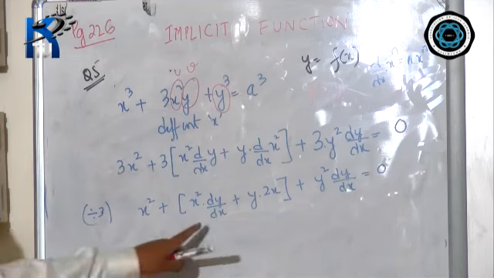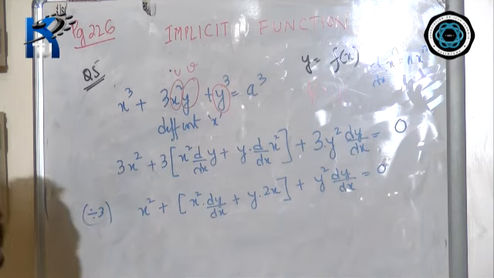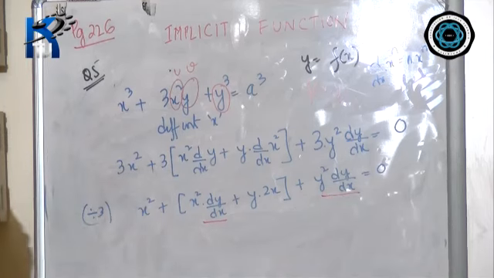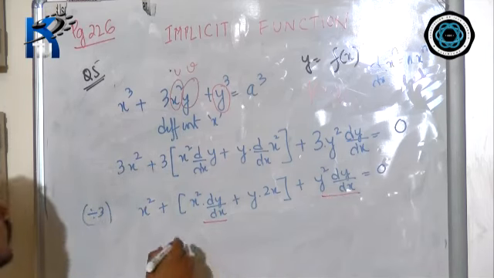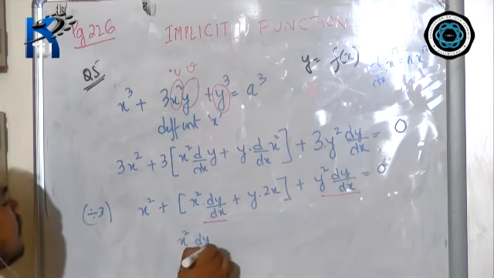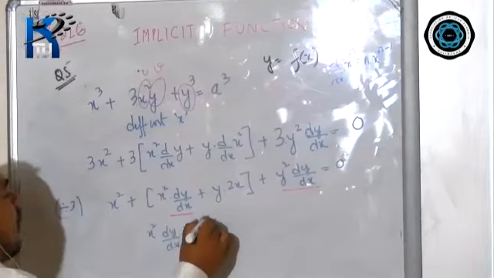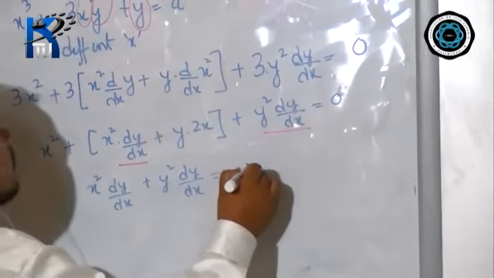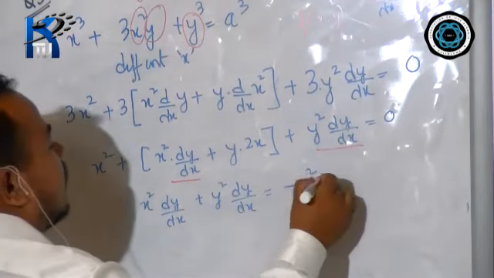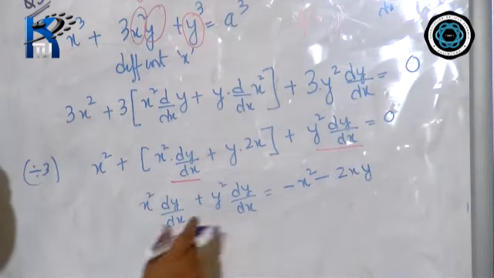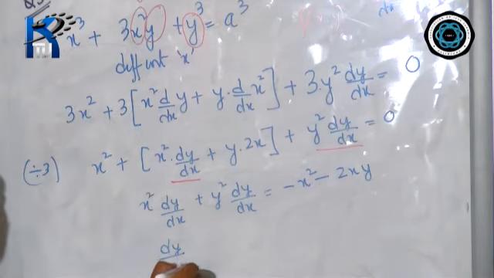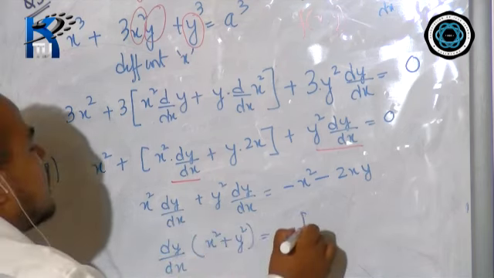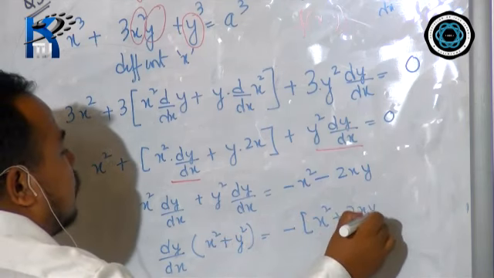Now as you can see, there are two dy by dx. The first is x square dy by dx and the second is y square dy by dx. Now keep this on one side and take the remaining to the other side. So when you do that, what do you get? x square dy by dx plus y square dy by dx equal to positive x square goes that side becomes negative, and positive 2xy goes that side becomes negative 2xy. So what is common here? dy by dx. So if I take dy by dx common, what do I get? x square plus y square equal to minus common x square plus 2xy.